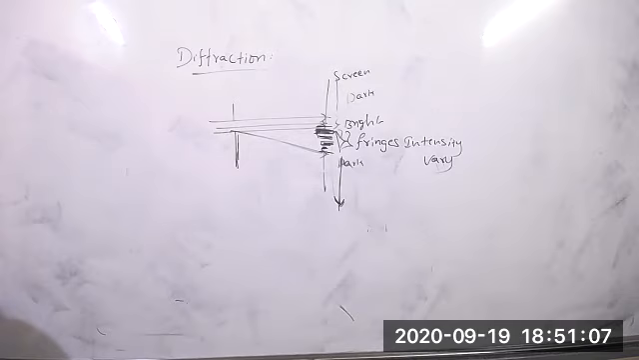Any doubt about diffraction? It will only bend at the corners of obstacles or opaque objects. When you take opaque objects, they have some edges. At those edges, it will bend.